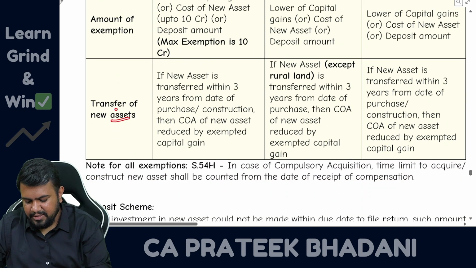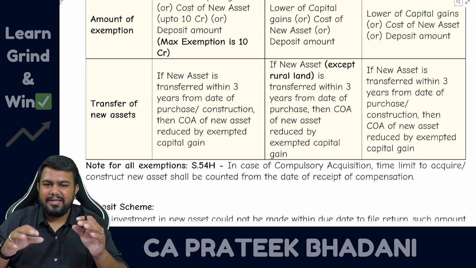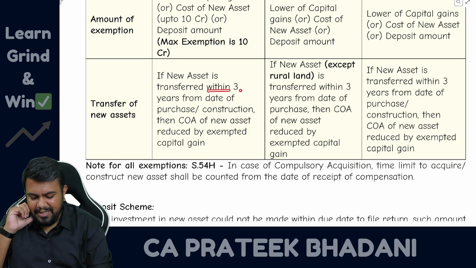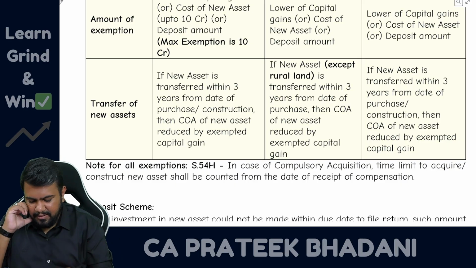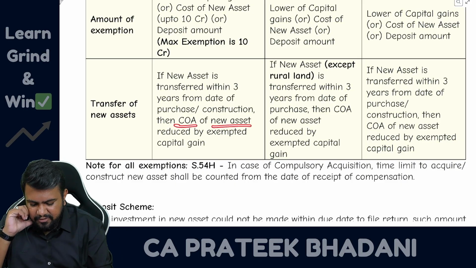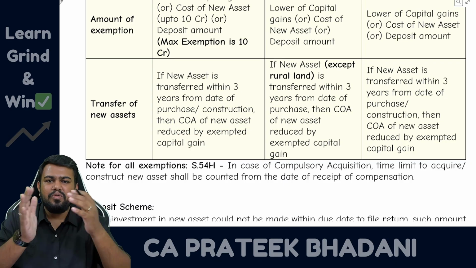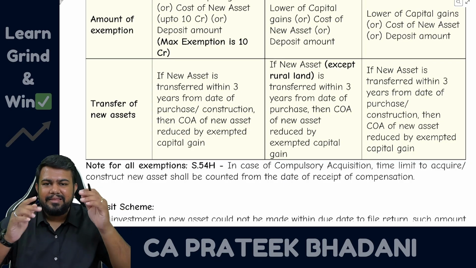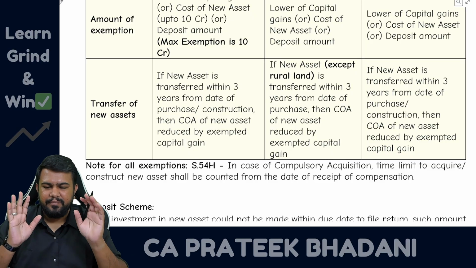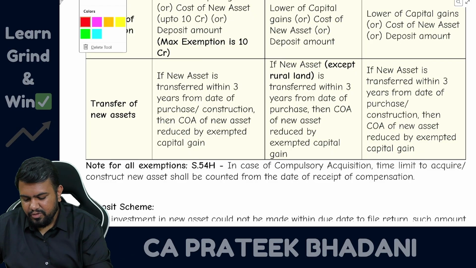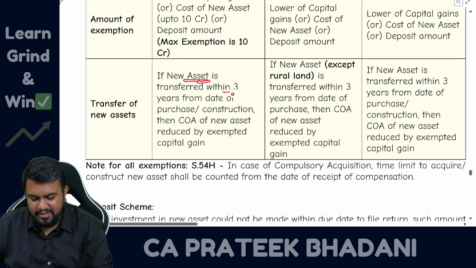Transfer of new asset. Now this new house, because of which you have got the exemption, should not be transferred up to 3 years. If it is transferred within 3 years, then the cost of acquisition of the new asset shall be reduced by the exempt capital gain. So for that new house, whatever cost is there, you have to reduce that cost by the capital gain which was exempt earlier. So what did I say? You cannot transfer this new asset within 3 years.